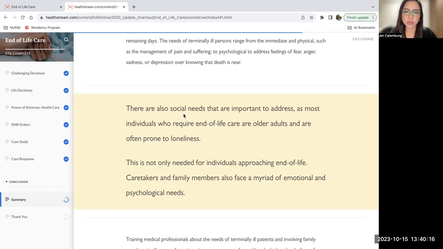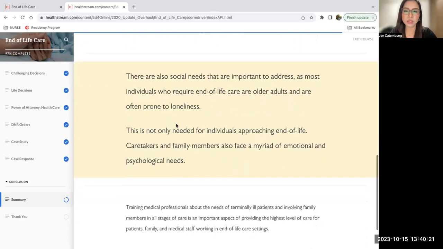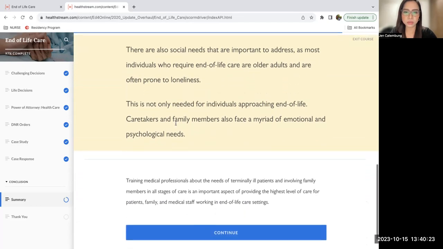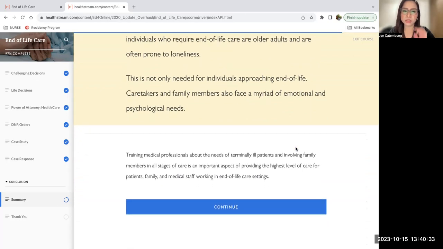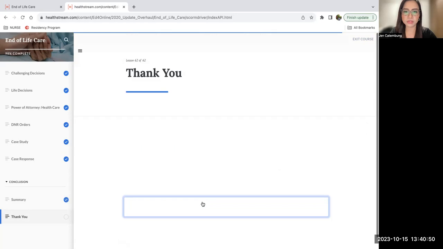There are also social needs that are important to address, as most individuals who require end of life care are older adults and are often prone to loneliness. This is not only needed for individuals approaching end of life. Caretakers and family members also face a myriad of emotional and psychological needs. Training medical professionals about the needs of terminally ill patients and involving family members in all stages of care is an important aspect of providing the highest level of care for patients, family, and medical staff working in end of life care settings.